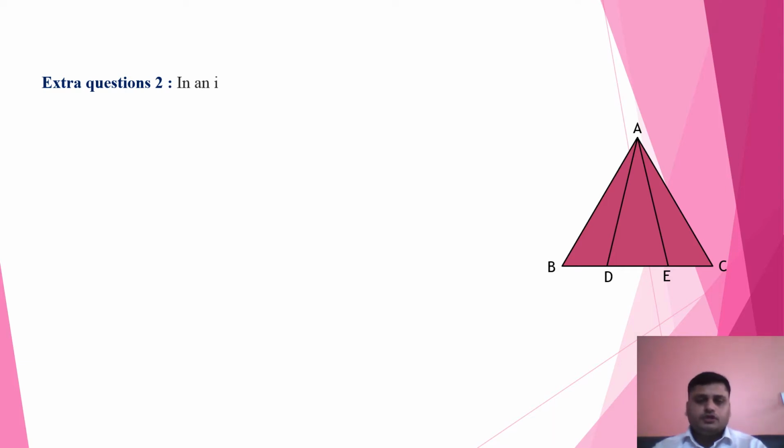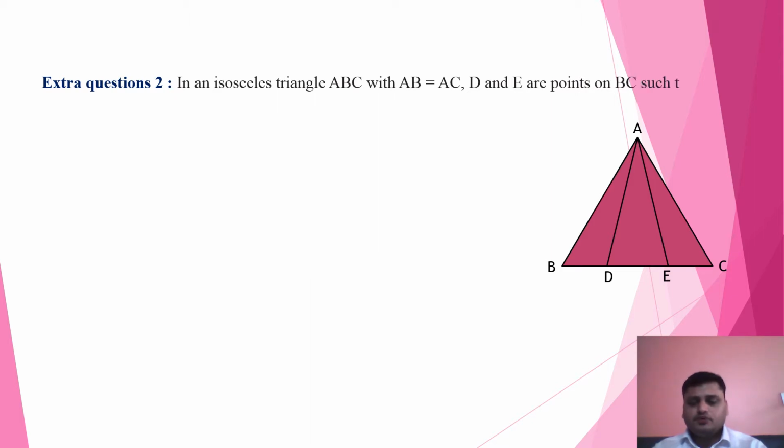Now here you can see that one triangle is there. Which type of triangle is it? It is an isosceles triangle, named ABC. One thing is given in the isosceles triangle: AB is equal to AC. D and E are points on the base BC, such that BE is equal to CD. This is given in the question. What we need to prove, we will write as: show that AD is equal to AE.